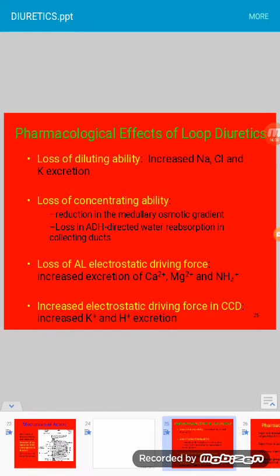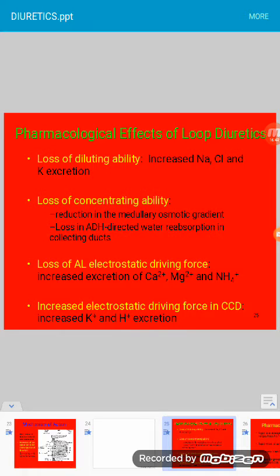Then the pharmacological effects of loop diuretics. Loss of diluting ability, so increased sodium, chloride and potassium excretion, and loss of concentrating ability, reduction in the medullary osmotic gradient, loss of ADH-directed water reabsorption in the collecting tubules, and there will be loss of the ascending loop electrostatic driving force, with an increase in the electrostatic driving force of the cortical collecting ducts. All this net effect will lead to excretion of sodium, chloride, potassium and water. All the electrolytes including the water are driven away. So it's called a high ceiling diuretic.